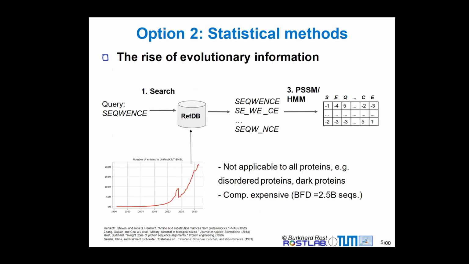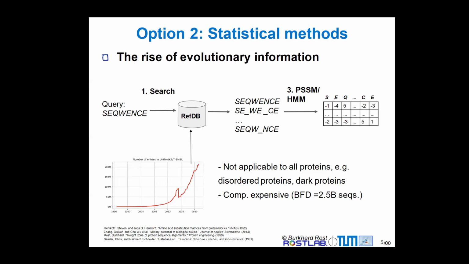So these downsides, and also the increasing availability of the data that we have by now, led to the introduction of statistical methods. This is the second option I would say to represent your data. This is what you could call also the rise of evolutionary information. Evolutionary information meaning here that you do not only look at a single protein sequence, but that you search your query protein in today's reference databases. This can be UniProt, UniRef, or metagenomic databases, whatever.